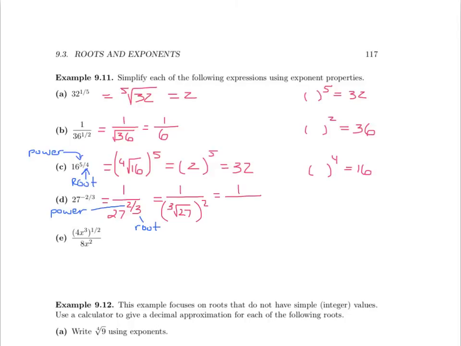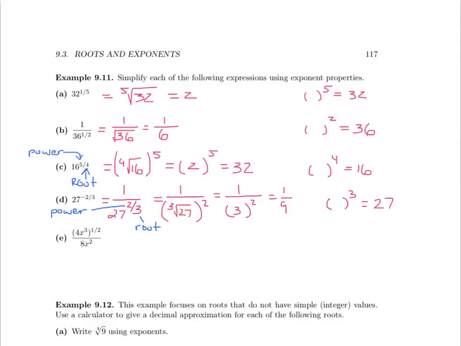The cube root of 27 is the number which, if you cubed it, would give you 27, and that's 3. So the cube root of 27 is 3. That is what we are squaring, and so our answer is 1/9.